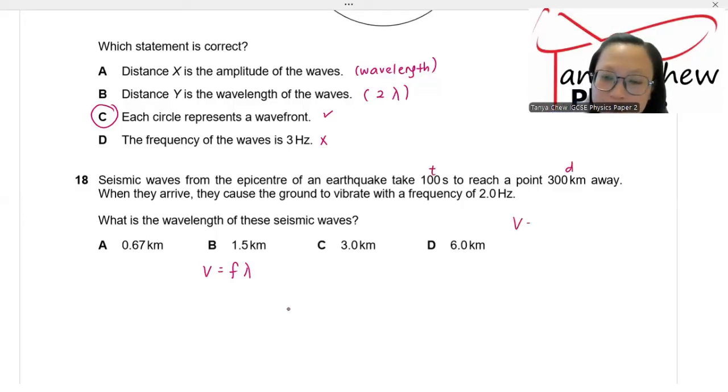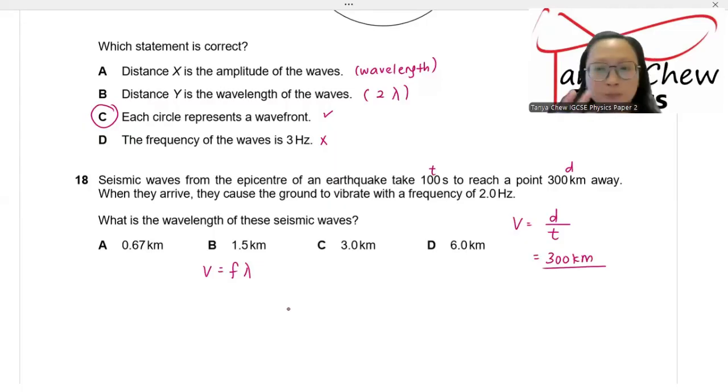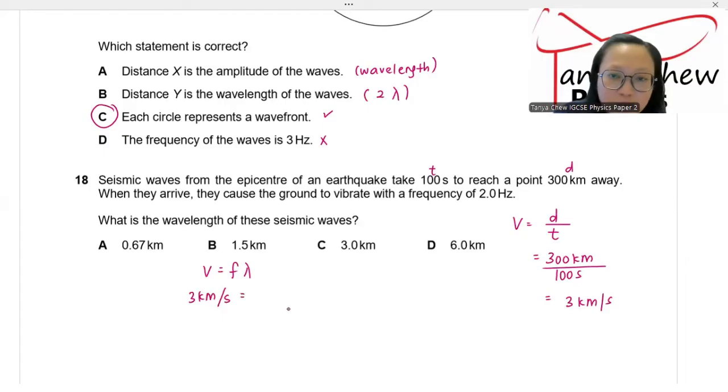Remember, speed is equal to distance over time. So I'm going to use 300, but I'm not going to change the kilometer to meter, because you know why? Look at all the choices here. All the choices are in kilometer. So I'm not going to change that. Time is 100 seconds. So I get 3 kilometer per second as my wave speed. So 3 kilometer per second is equal to frequency 2 times lambda. Lambda is equal to 3 over 2, which is equal to 1.5 kilometer. B is the answer.